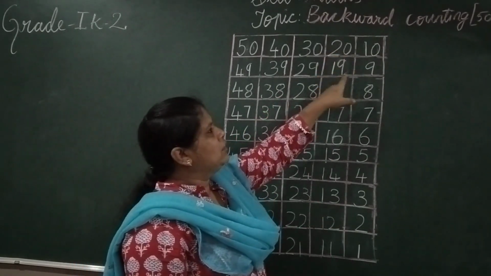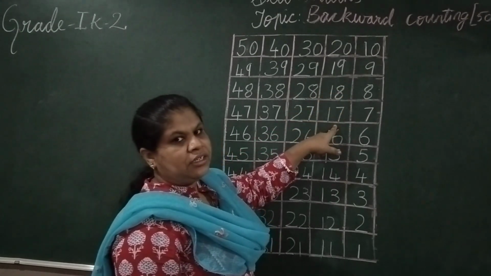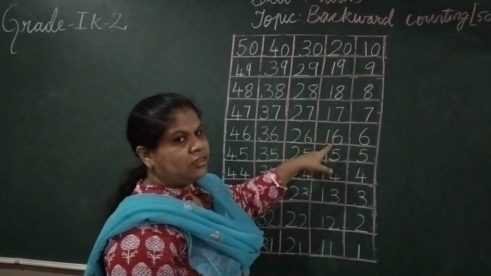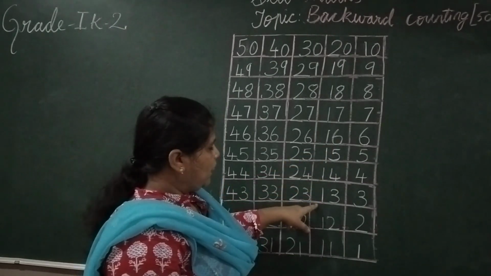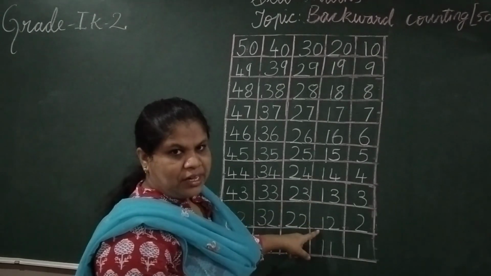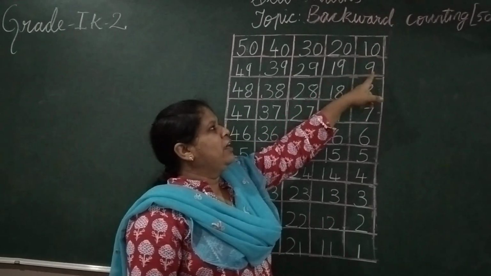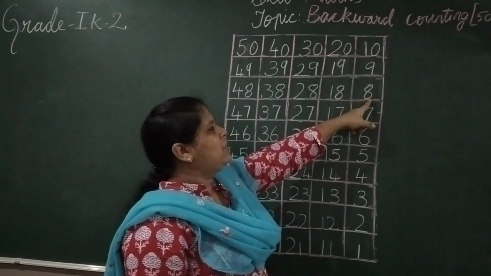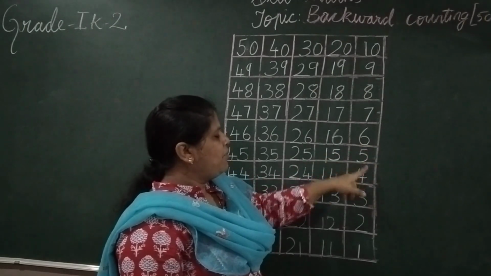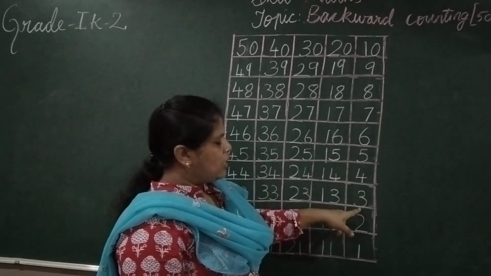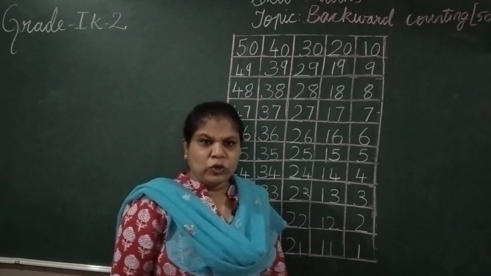20, 19, 18, 17, 16, 15, 14, 13, 12, 11. Next, 10, 9, 8, 7, 6, 5, 4, 3, 2, 1. Now you understood, children?